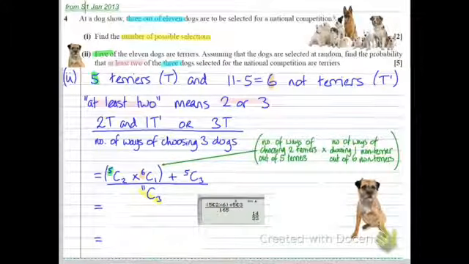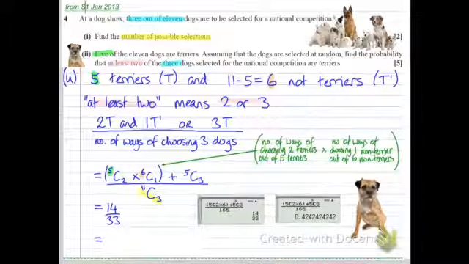So we can just put that into the calculator, and it seems to give us an answer of 14 out of 33. It's fine to leave the answer as an exact value like that. If we wanted to, we could use the SD button on the calculator and get that as a decimal.